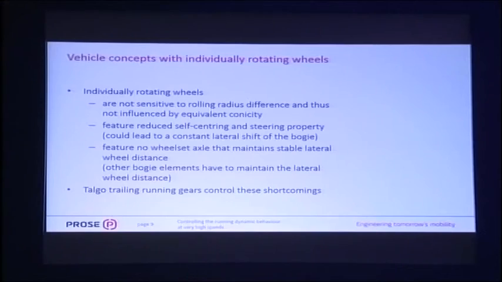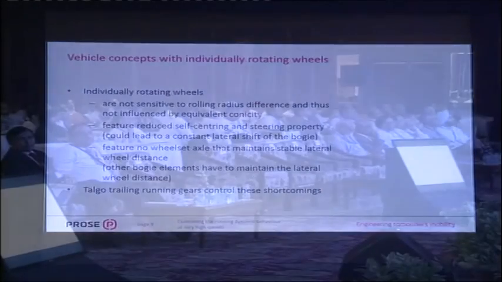So now what is this theoretical solution? You can go to individually rotating wheels. Since they are individual, the rolling radius difference has no influence, and there is no equivalent conicity. This feature reduces the self-steering, which is known, and the steering property in general. That means your bogie could shift sideways and remain in this position and never go back to the center of the track.